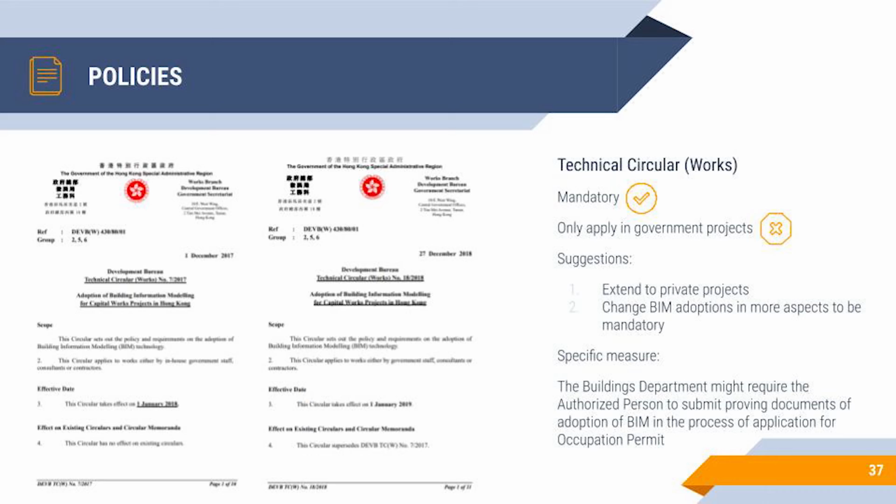Currently, those BIM requirements only apply in government projects. Extending such requirements to private projects can further enhance the promotion effect. Specifically, the building department might require the authorized person to submit proving documents of adoption of BIM in the process of application for occupation permit.